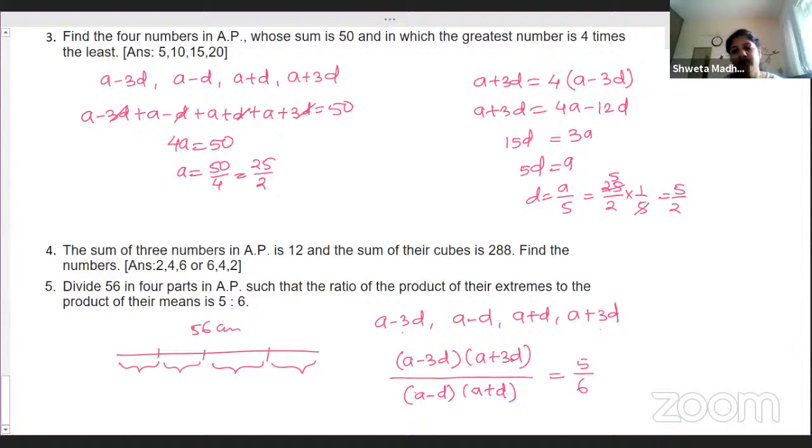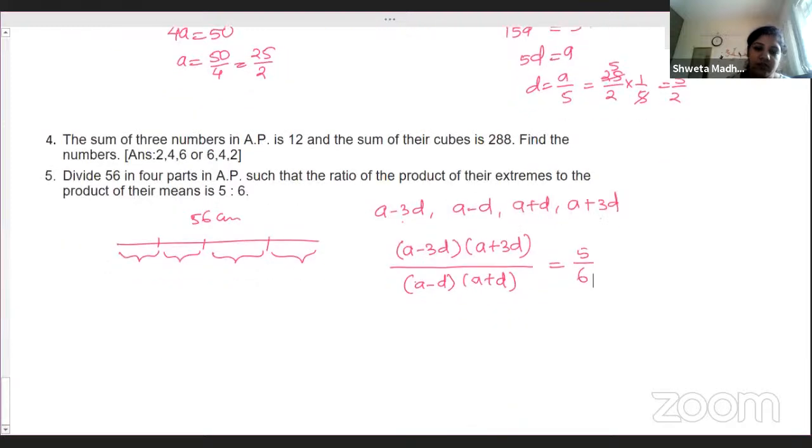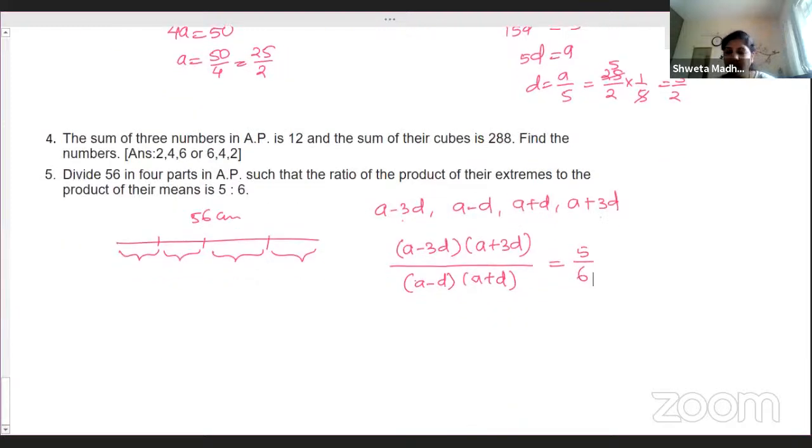And the value of a is 14. 4a is equal to 56, so a is 14. Don't substitute in the beginning, do it at the end. Simplify this first in terms of a only, because a will get cancelled. A square minus 9d square by a square minus d square. Actually, you are not writing. Ma'am, I'll write now.